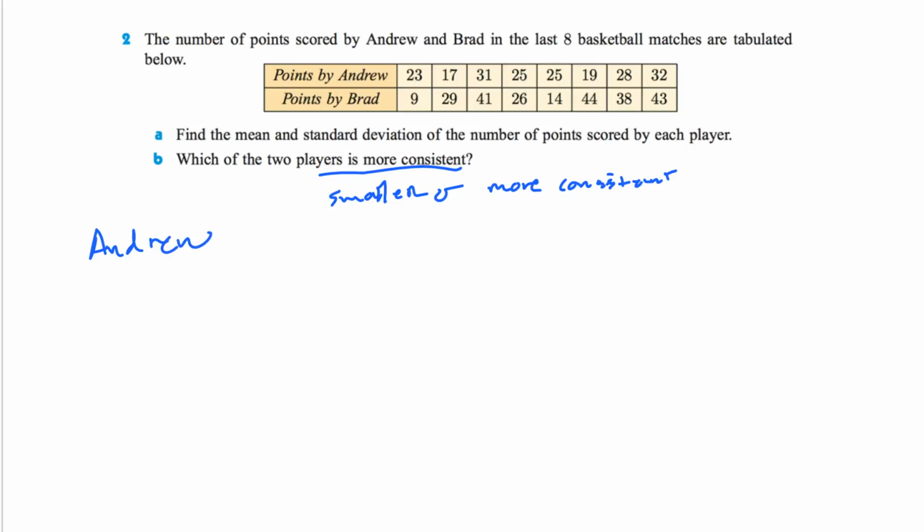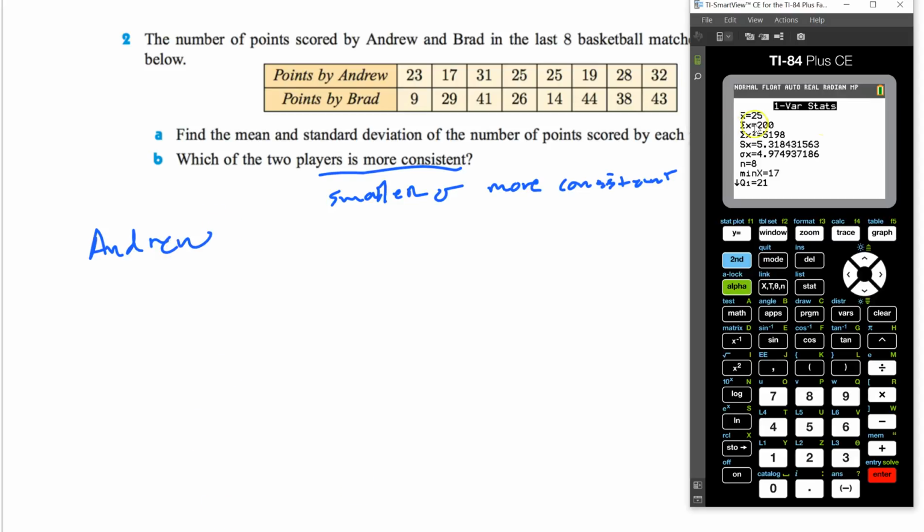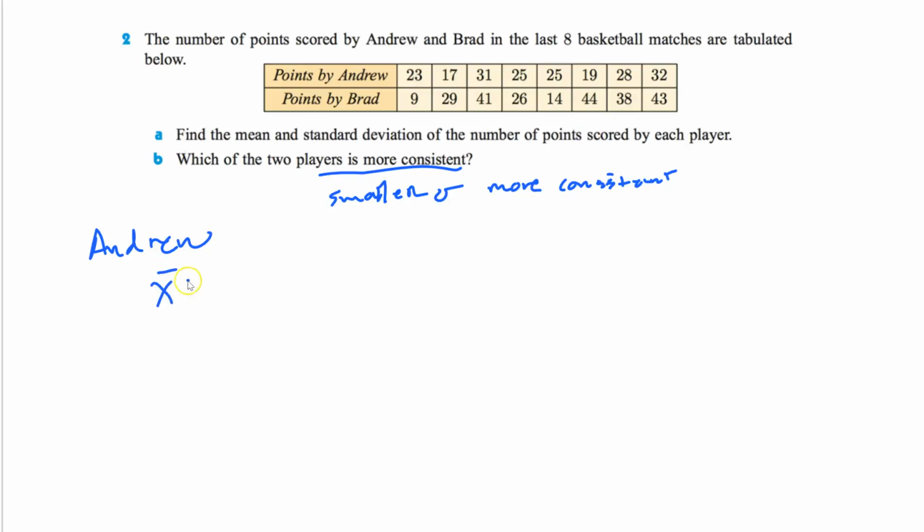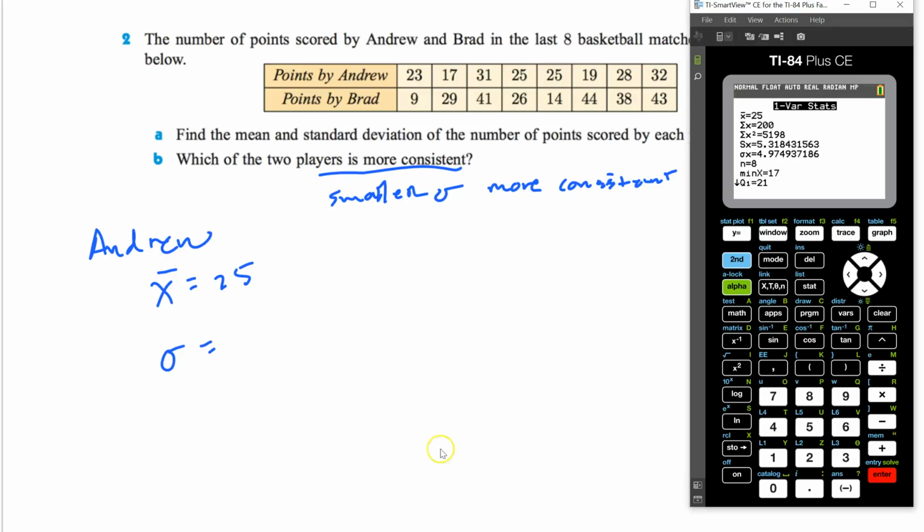So the mean for Andrew, if I look at my calculator here, it is 25. So the mean, x-bar, is 25. Now the standard deviation, I'm going to talk about this right now. There are two types of standard deviation that the calculator finds for you: sample and population. These are both standard deviations, s and sigma. s stands for sample, sigma stands for population.